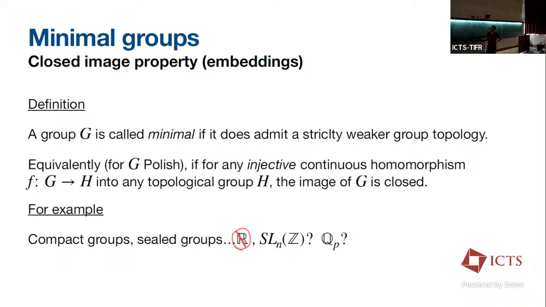What about SL_n(Z)? Does it embed non-closed somewhere? In many places, right? Pick a p-adic or finite completion, whatever you want. What about Q_p? Can you do this torus trick with Q_p? Yeah, you can do that. And then it will be not closed.